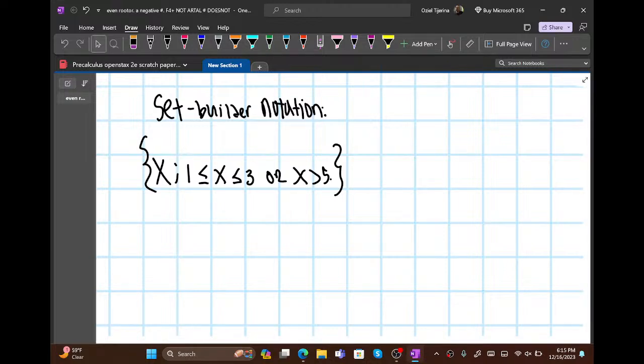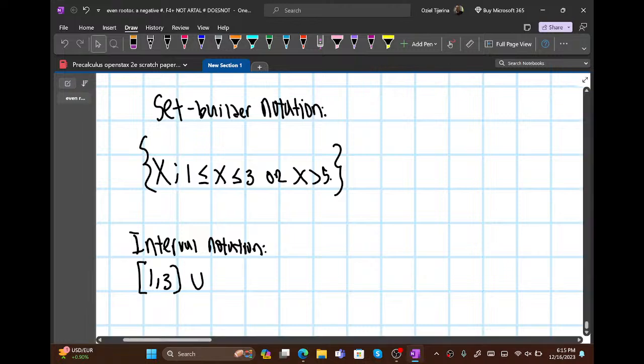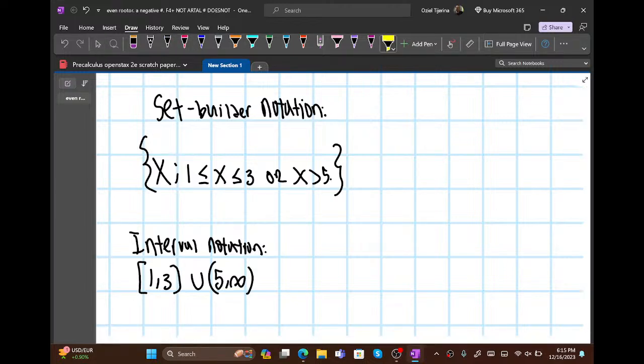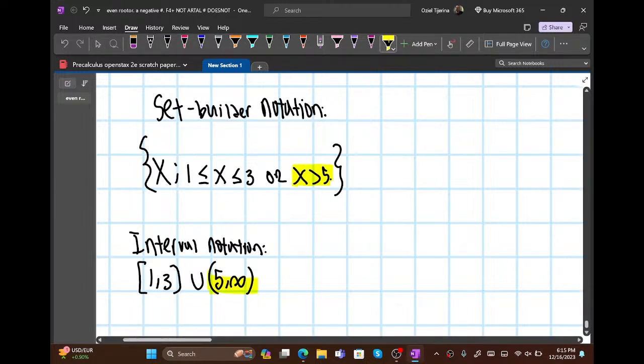And then finally in interval notation. Because they are two different intervals being put together, we would say bracket 1 to 3 bracket, and then union, and then 5 to infinity, with parentheses on both sides. So I just want to reiterate that this is how we would say it this way, and this is how we would say it this way.